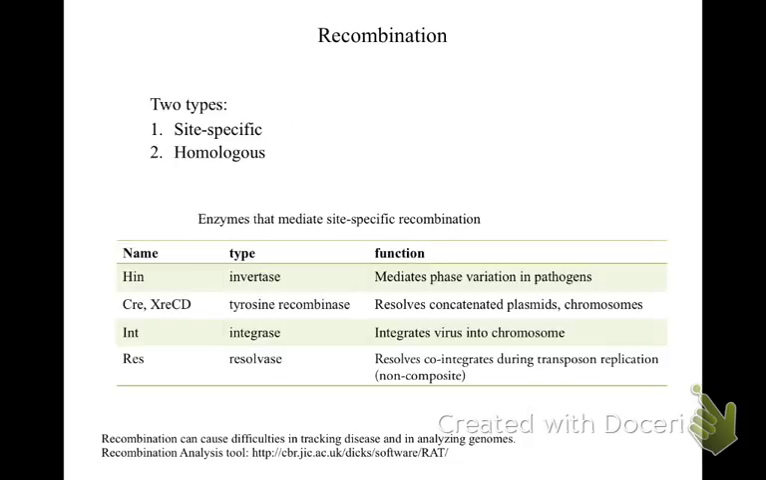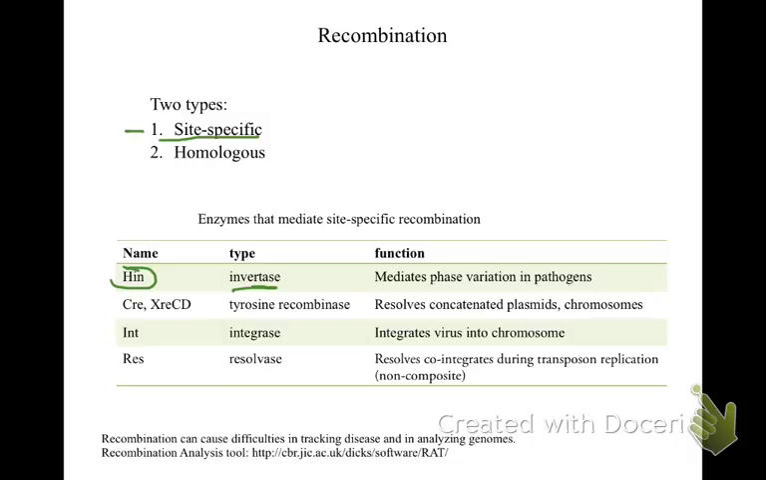There are a number of different important enzymes that can mediate site-specific recombination. So at this point, we're only going to be talking about site-specific. We're going to deal with homologous recombination in the upcoming talk. We're going to look at the Hin recombinase, and it actually is identified as an invertase, and you'll see why it's called an invertase, because DNA will be inverted.